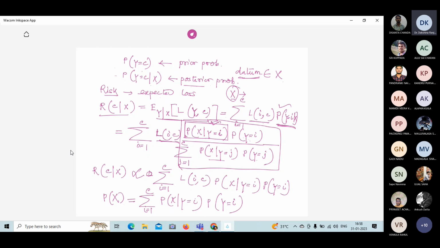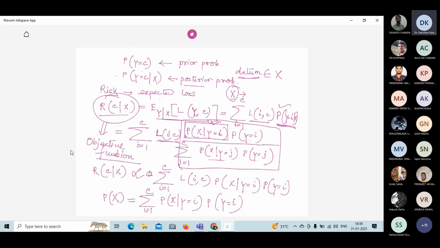So we have obtained the Bayes classifier as posterior probability. Then this posterior probability is used to get the expected loss. And after obtaining the expected loss, we will be interested to minimize this expected loss. So then this R of C given X becomes the objective function, and this objective function needs to be minimized.